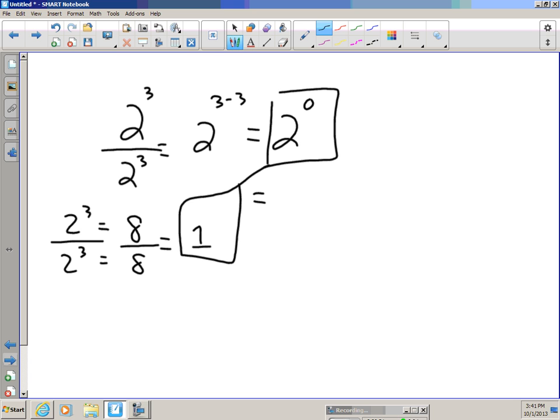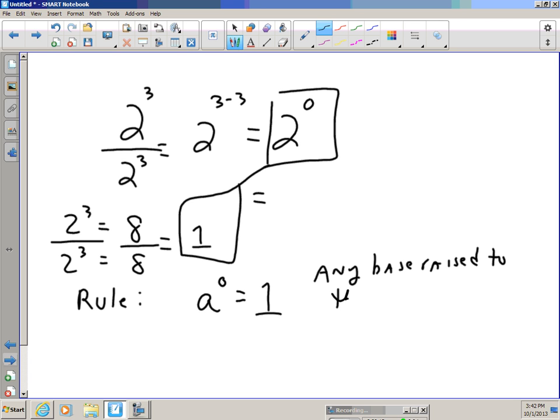So, rule number 5, any base raised to the 0 power is equal to 1. So any base raised to the 0 power equals 1.